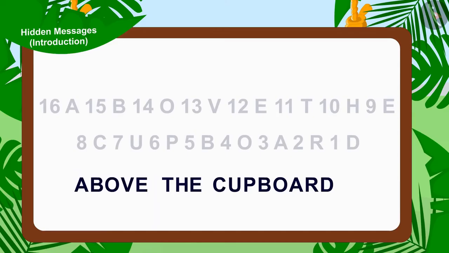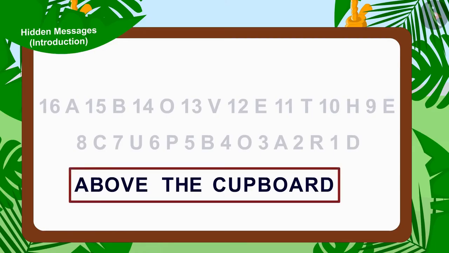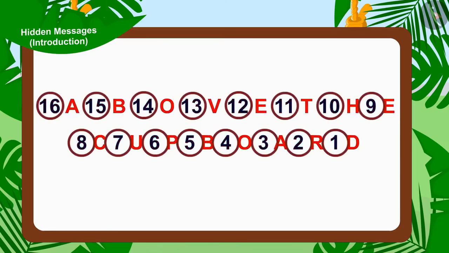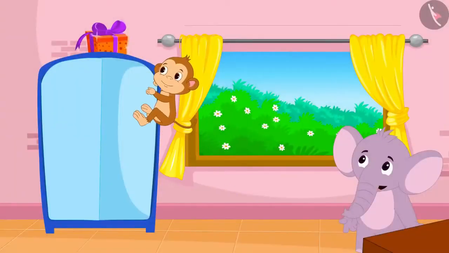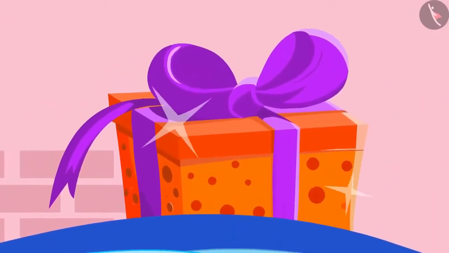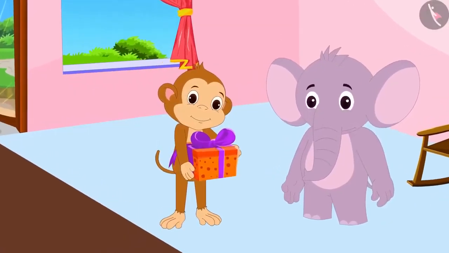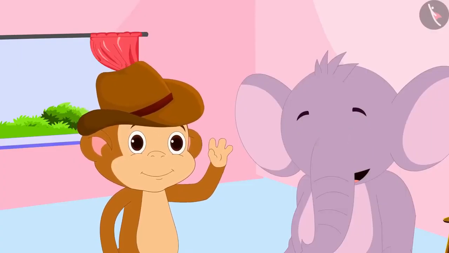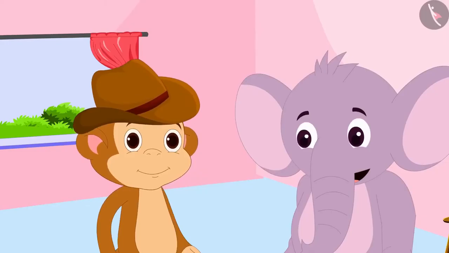Children, this too is a hidden message made from alphabets. Here, in this hidden message, Appu has hidden the alphabets in between the numbers in such a way that there is one alphabet written after every number. When Babban quickly jumped on top of his cupboard, he saw that there was a gift wrapped in a shiny paper there. Appu had actually hidden a cap as a gift for him there. Babban was very happy to get his new cap.